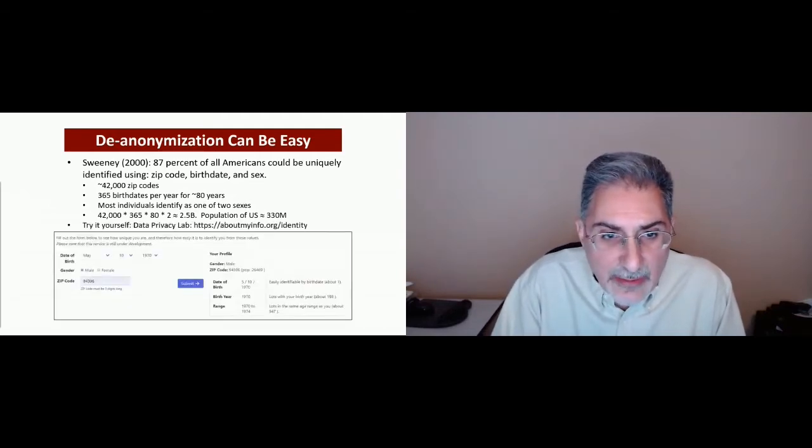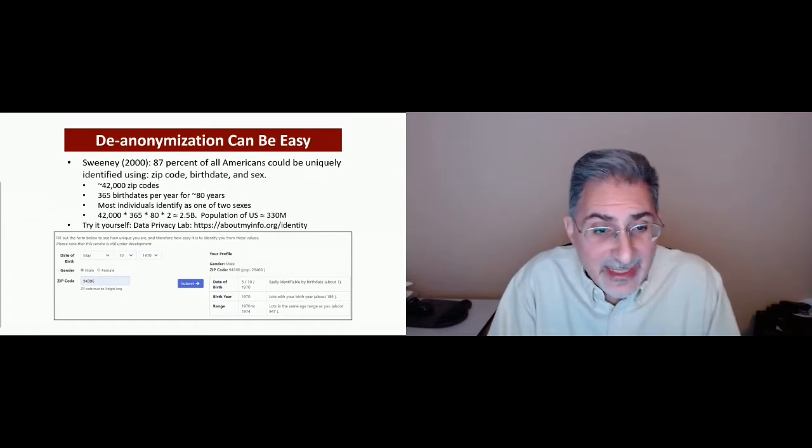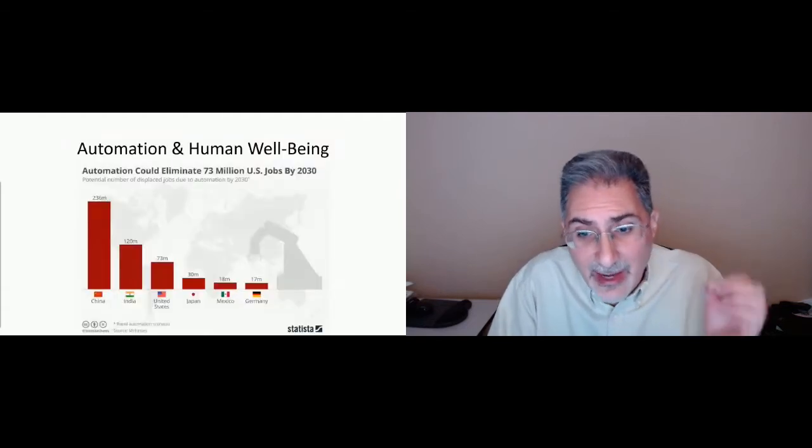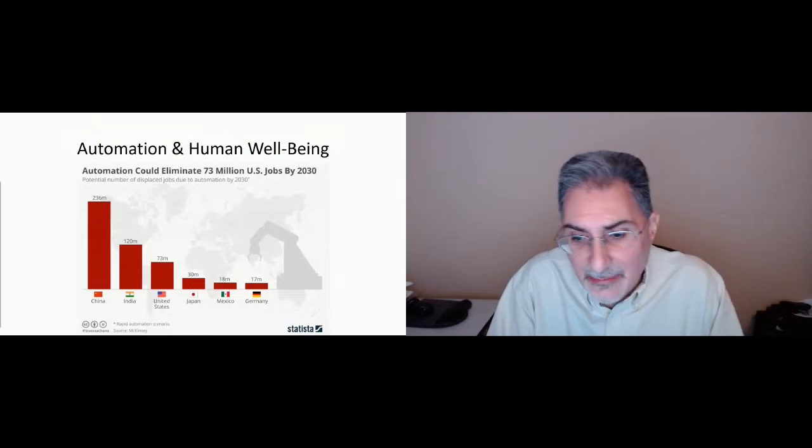And as a matter of fact, there's a website you can go to check this out called aboutmyinfo.org/identity. You can go there now and plug in things like your birthday, your gender, and your zip code and see if you're uniquely identified or how many people are in the cell with you in the database.